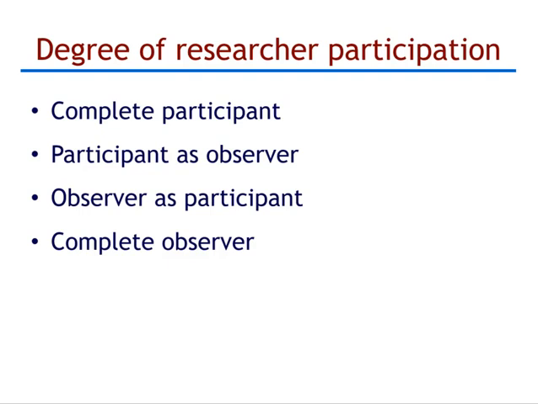The type of observation varies by the degree of researcher participation. So the first type here on the slide is complete participant, and this is the most intensive type of observation. It involves the researcher trying to become a member of the group being studied and concealing their role as researcher or observer. So an example would be someone working as a server in a restaurant and not disclosing that they're conducting research on the health of restaurant workers.